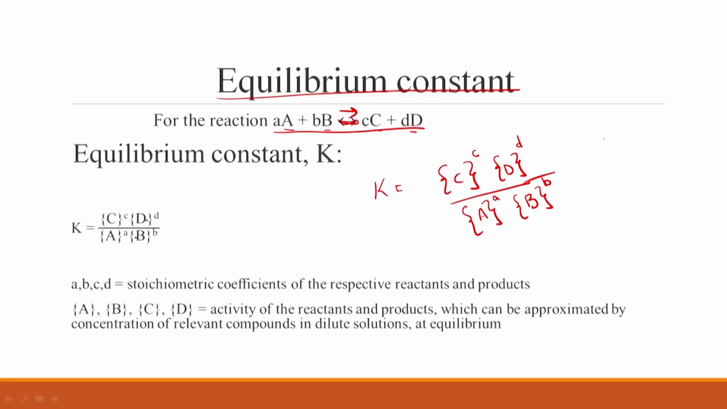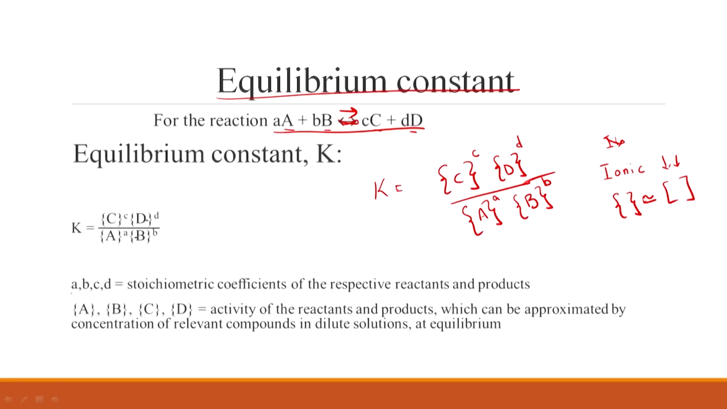We are going to assume that the ionic strength is pretty low, such that activity is equal to the concentration of that particular compound. I think I have that here. So, what do we have?